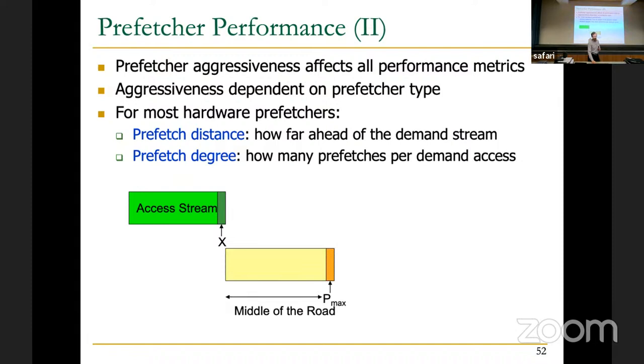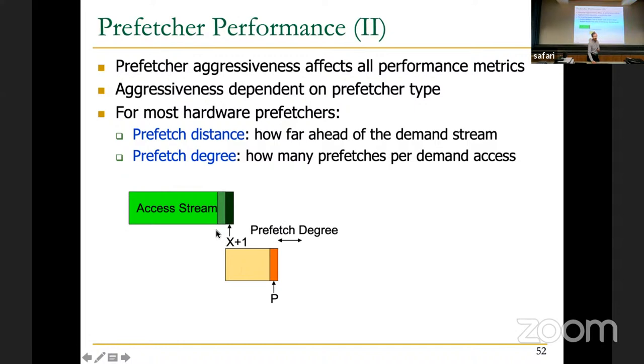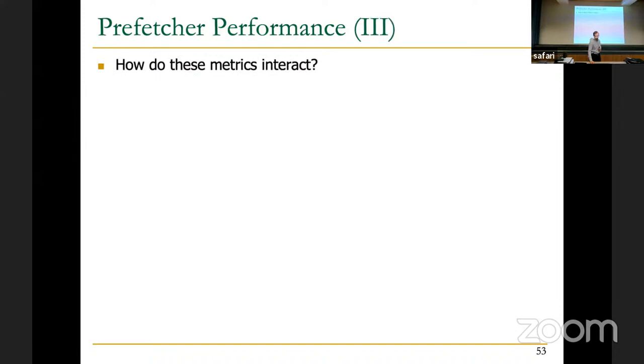Okay, so let's look at the prefetch degree. So this is how far ahead you are. This is what you prefetched last. Whenever you get an access to X plus one, prefetch degree determines how many things you prefetch next. One thing, two things, three things. How many prefetches you generate, basically. Clearly, this affects your aggressiveness also. Okay, so hopefully these are simple. How do these metrics interact is a question, basically.